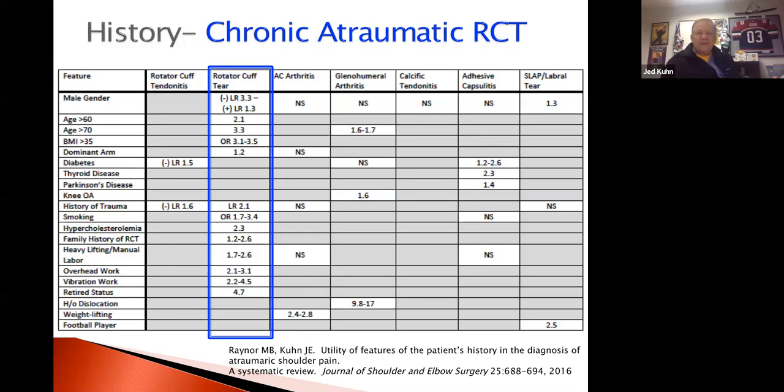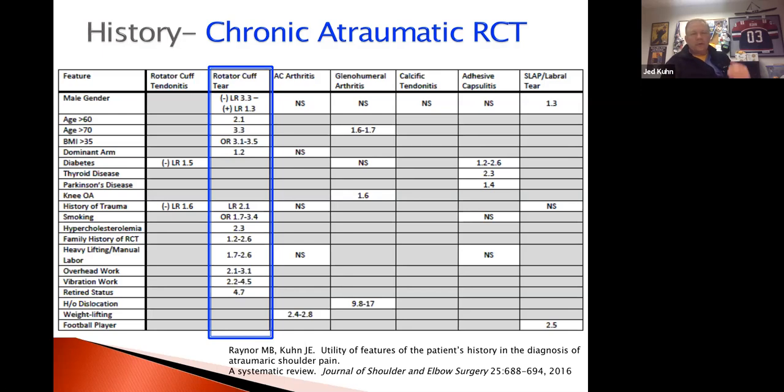And when we look at atraumatic rotator cuff tears, things like male gender, age greater than 60, age greater than 70, BMI, seem to have pretty big features. The likelihood ratio, if it's close to 1, it doesn't affect the probability at all. So if you look at these historical features, the things that really stand out are people that are retired, people that are age over 70, people that are age over 60. And a history of trauma can be there as well. Hypercholesterolemia, interestingly, has a positive likelihood ratio of 2.3.